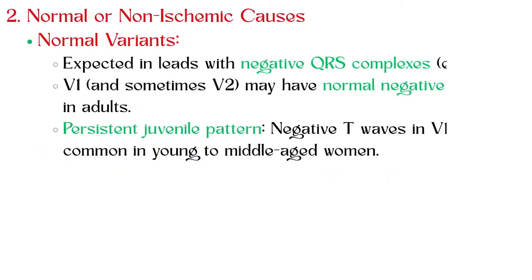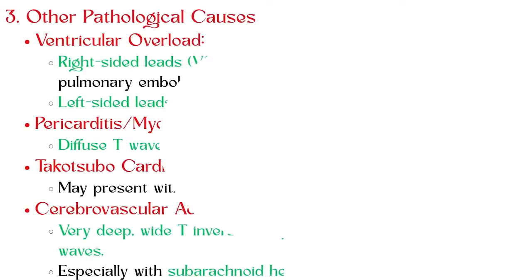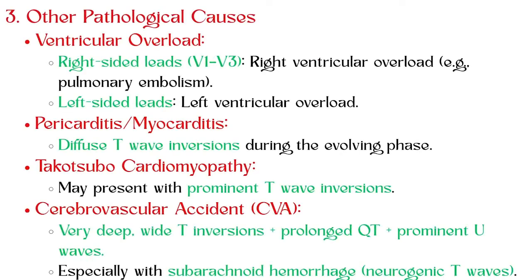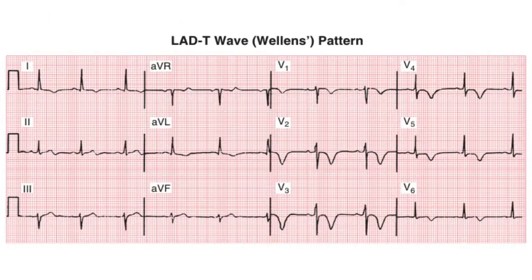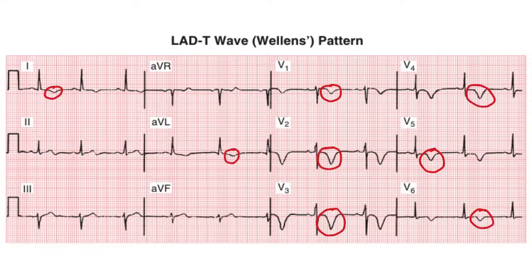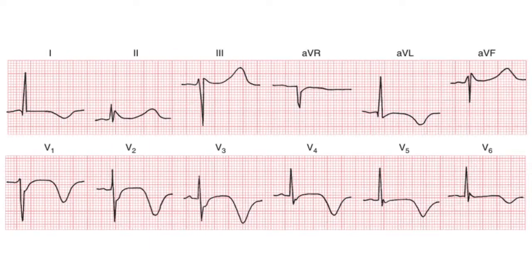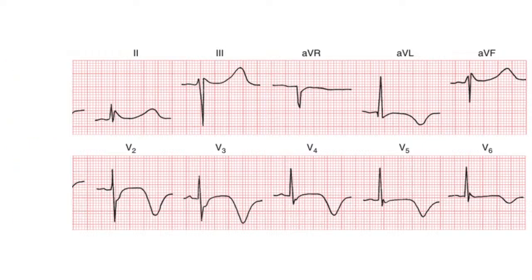Deep T wave inversions may point to severe blockage in the left anterior descending artery, known as Wellens syndrome, but they can also occur with stress cardiomyopathy, pulmonary embolism, or even with brain injuries. The ECG shows prominent anterior T wave inversions consistent with the high grade stenosis of left anterior descending coronary artery, known as LAD T wave pattern or Wellens pattern. This ECG is of a patient with acute subarachnoid hemorrhage showing deeply inverted T waves with markedly prolonged QT intervals.